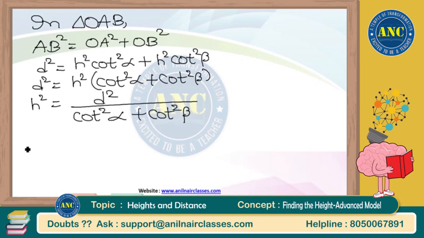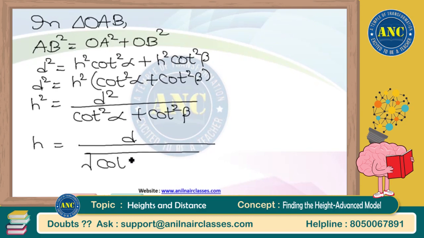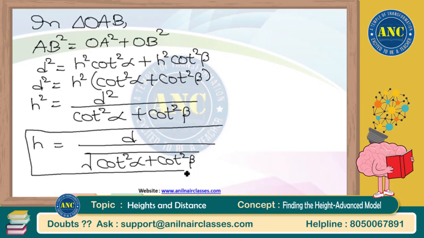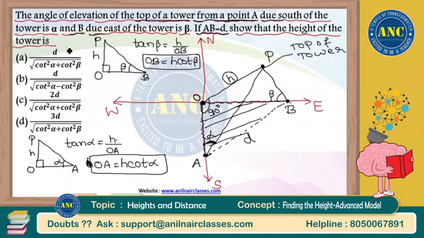I want only the H value. Square root of d square is d. Square root of cot square alpha plus cot square beta will be there in the denominator. I cannot simplify further, so this should be my final answer. The height of the tower is d divided by root of cot square alpha plus cot square beta, which is nothing but my option A. I hope the idea is very clear.